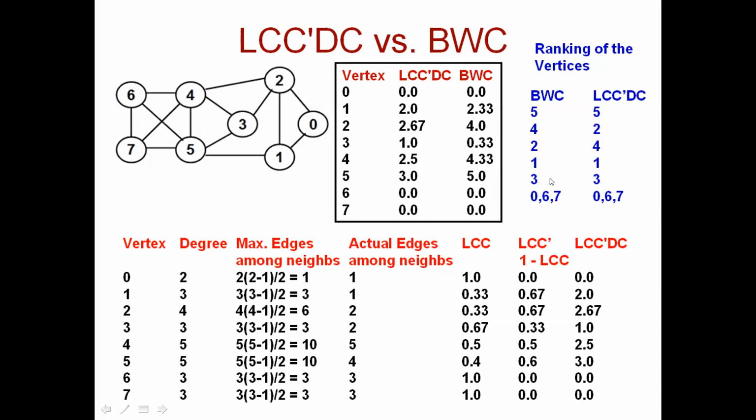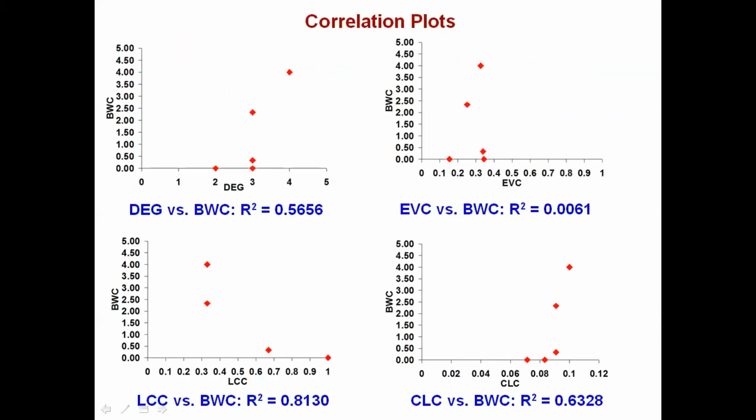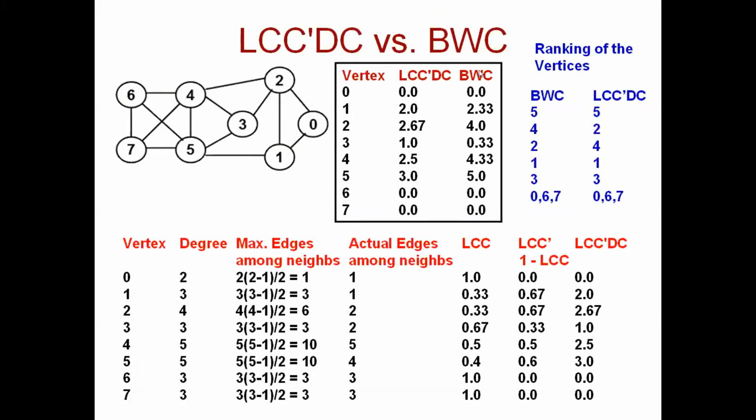And if you rank them in the decreasing order, node 5 has the largest LCC prime DC, and then node 2, 2.67, then node 4, 2.5, and so on. This is the ranking of the vertices based on LCC prime DC. And then this is the betweenness centrality of all the vertices, which I also listed here. And if you rank the vertices based on the betweenness, this is the ranking. So you see the ranking is more or less the same other than just this 4, 2, and 2, 4.